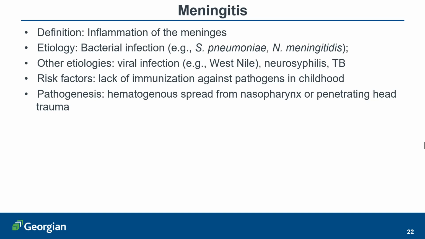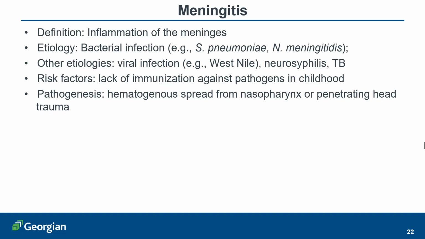There are, however, viral examples of meningitis. For example, infection with the West Nile virus can cause viral meningitis. In addition, other causes of meningitis include the tertiary stage of syphilis, referred to as neurosyphilis, and syphilis itself is caused by a bacteria that is known as Treponema pallidum. Lastly, tuberculosis can also cause meningitis.